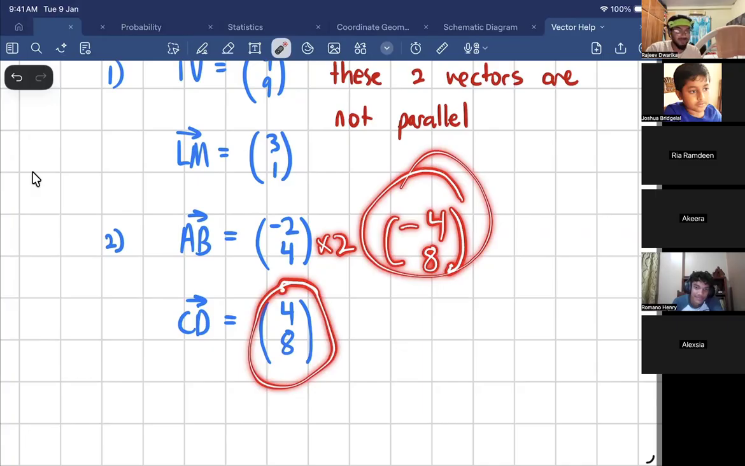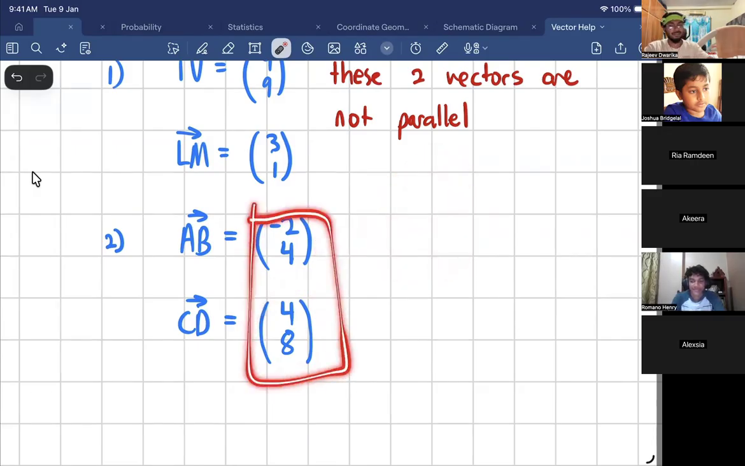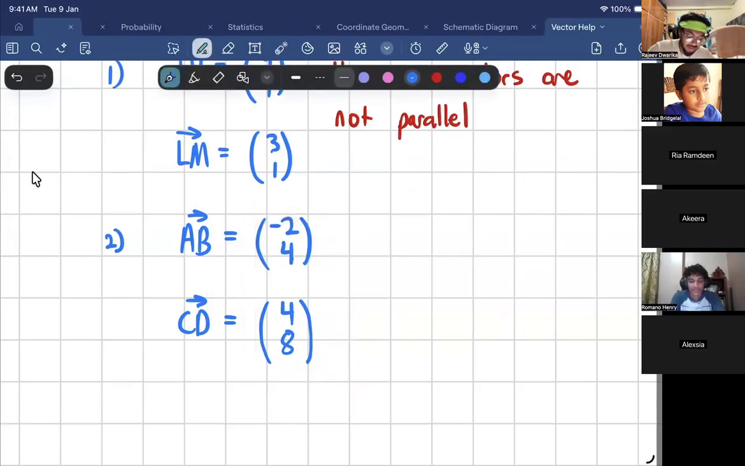No. So was it legal for me to say that these two vectors are parallel? No, sir. They look parallel, you know. They look parallel, but they aren't.